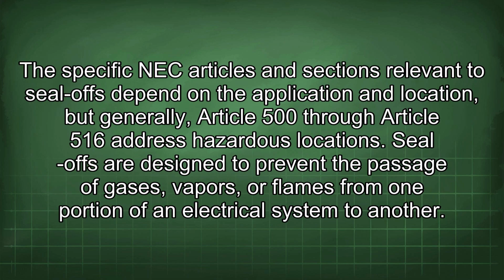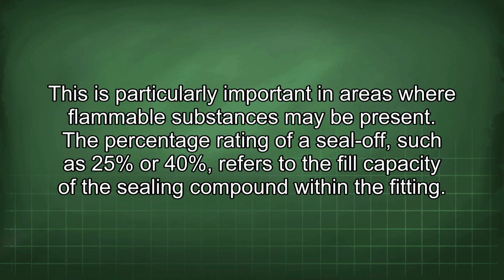The specific NEC articles and sections relevant to seal-offs depend on the application and location, but generally, Article 500 through Article 516 address hazardous locations. Seal-offs are designed to prevent the passage of gases, vapors, or flames from one portion of an electrical system to another. This is particularly important in areas where flammable substances may be present.